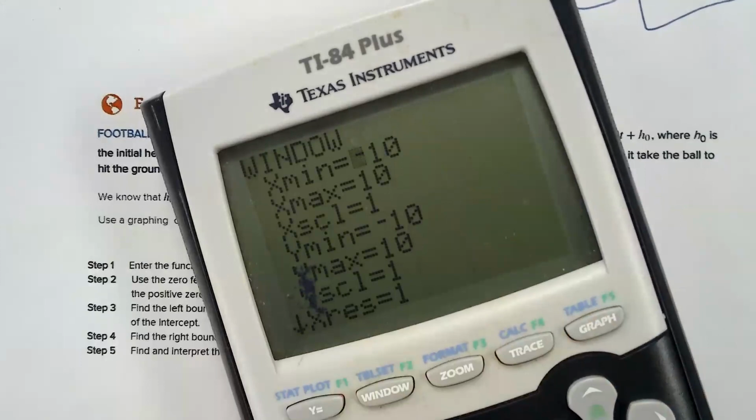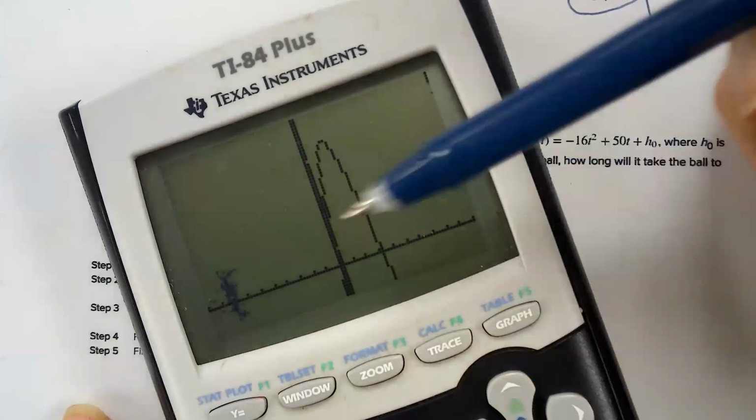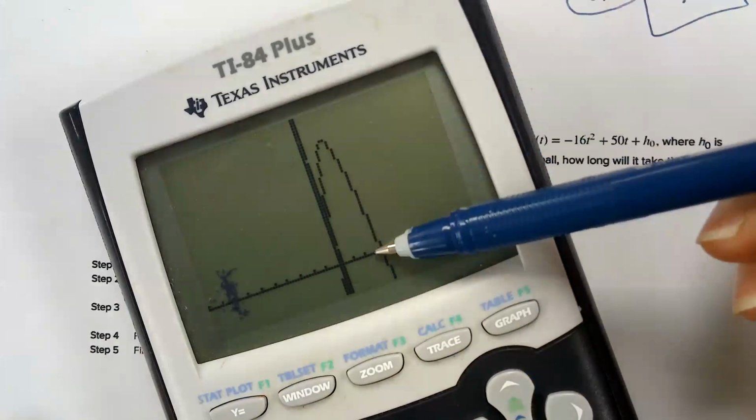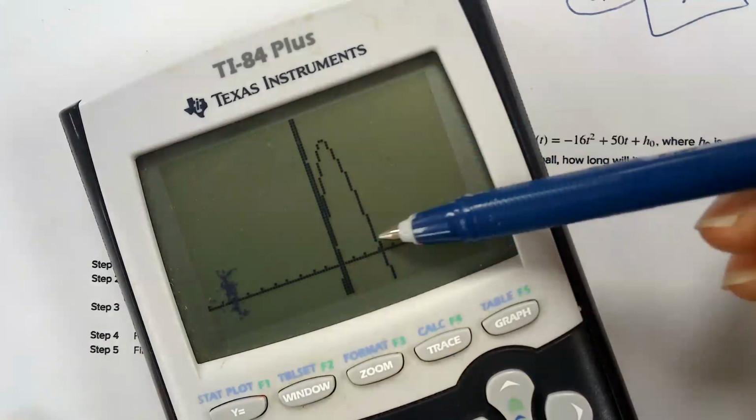Let me change my window. I'm going to see up higher. I know it's at least going to go through 1.5 on the y-axis. There we go. Okay, so I can see the whole parabola. I just changed it so I could see up a little bit higher. I want to find these intercepts. We have one that started at 1.5, so the other point would have been at negative something. We want to find this intercept right here where it hits the ground.